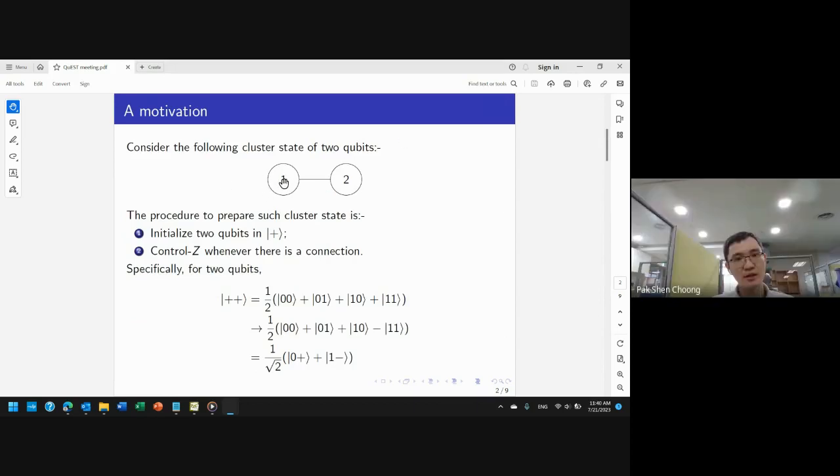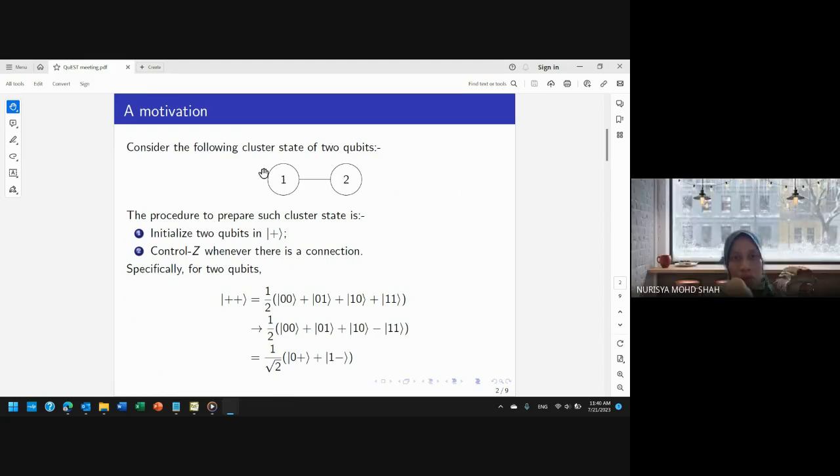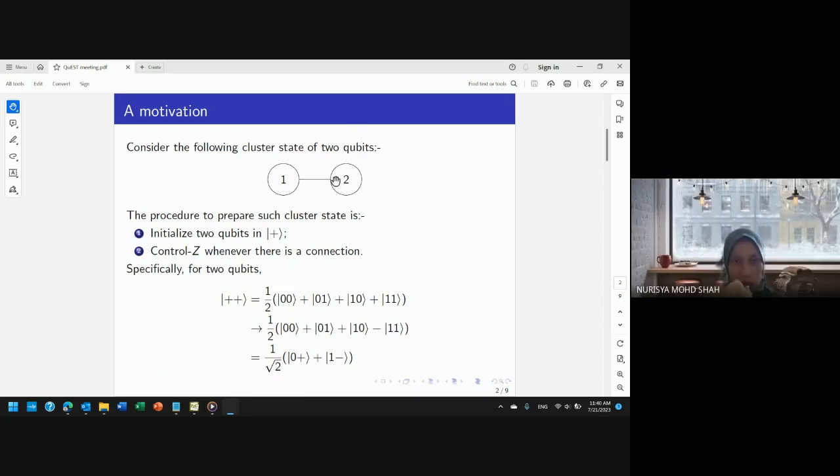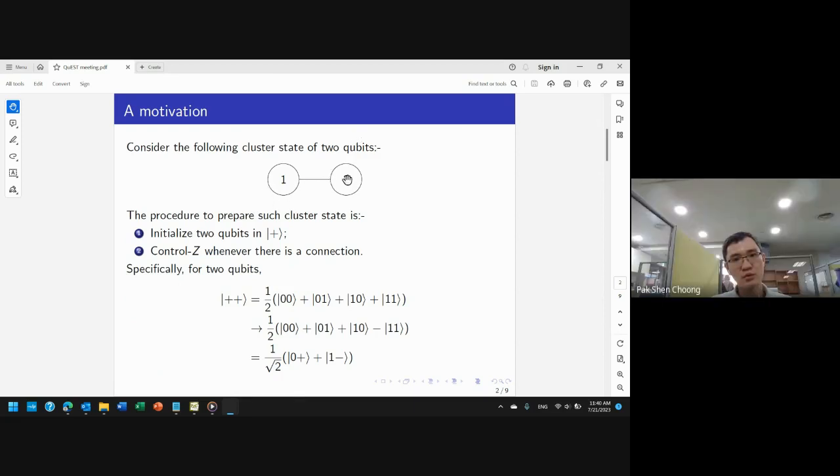Yes, then I'm just considering the one-dimensional cluster states. So qubit 1 is connected to qubit 2, qubit 2 is connected to qubit 3. The order does not matter, because if you do, let's say, 3 to 2 and then 2 to 1, it is the same as 1 to 2, 2 to 3. So in this case, we already did 1 to 2. So what we need to do is 2 to 3.